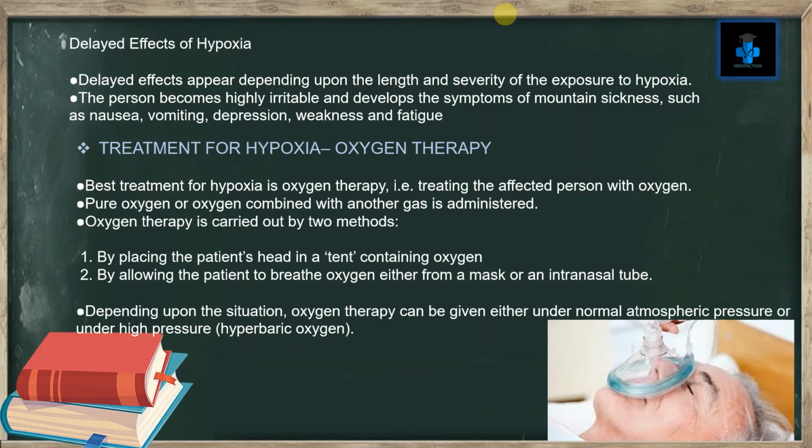Treatment for hypoxia. Oxygen therapy. Best treatment for hypoxia is oxygen therapy, that is, treating the affected person with oxygen. Here you can see how the procedure is done. Pure oxygen or oxygen combined with another gas is administered.